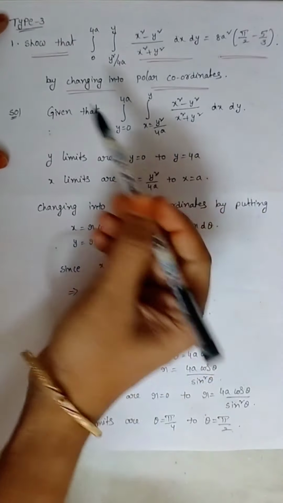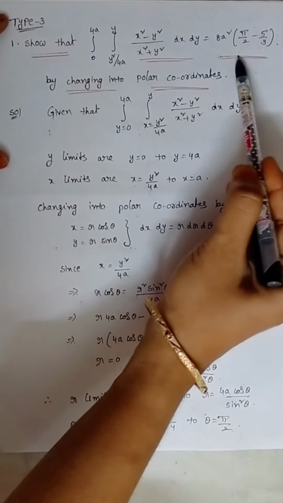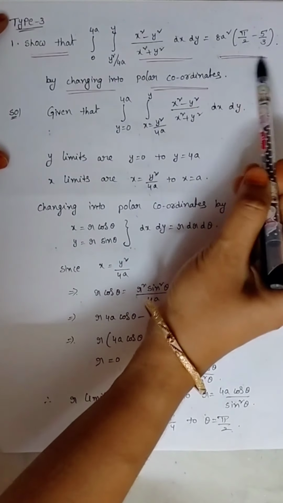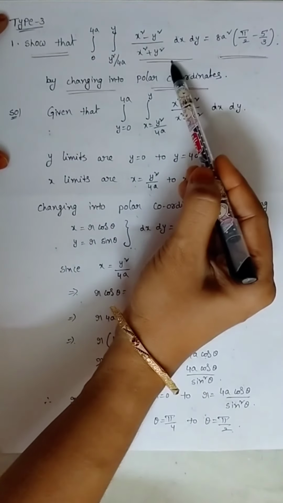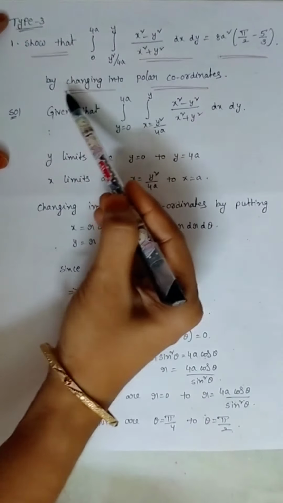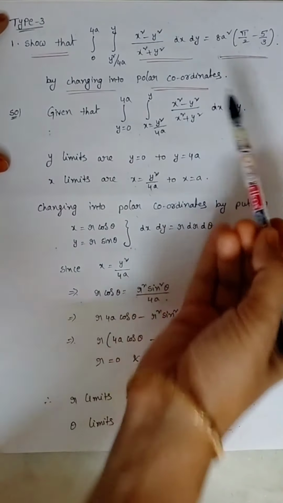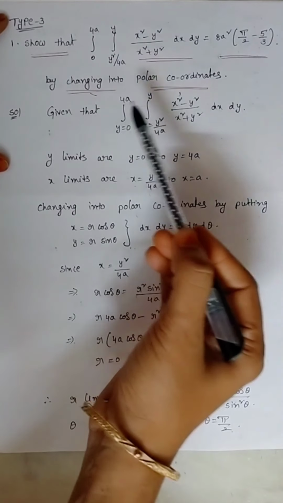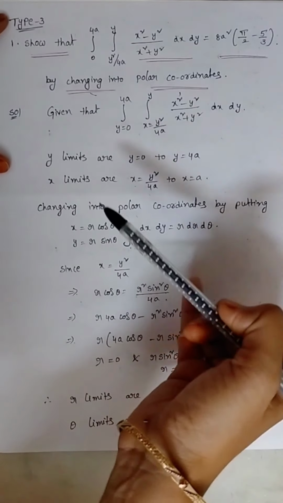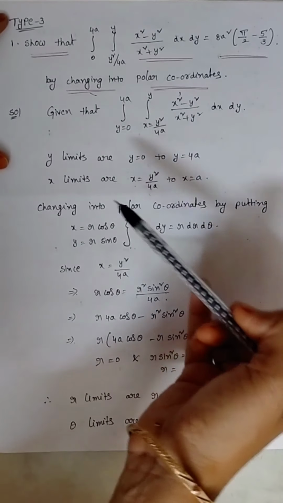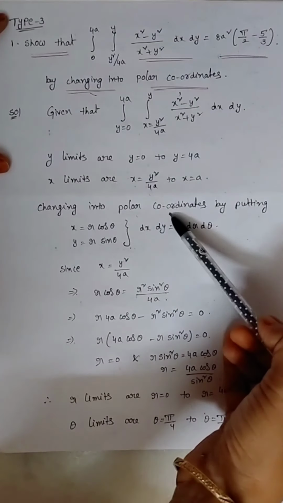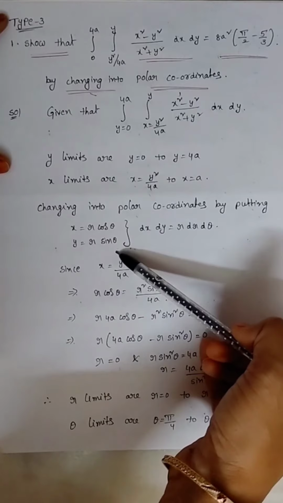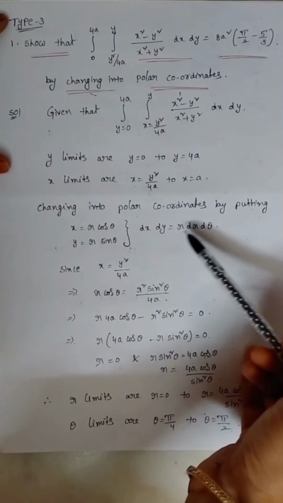Listen carefully. We have to evaluate this integration and show that the answer for this integration is this, by changing into polar coordinates. Changing into polar coordinates means we have to change x limits, y limits into r, theta limits, by putting x equals r cos theta and y equals r sin theta, dx dy equals r dr d theta.